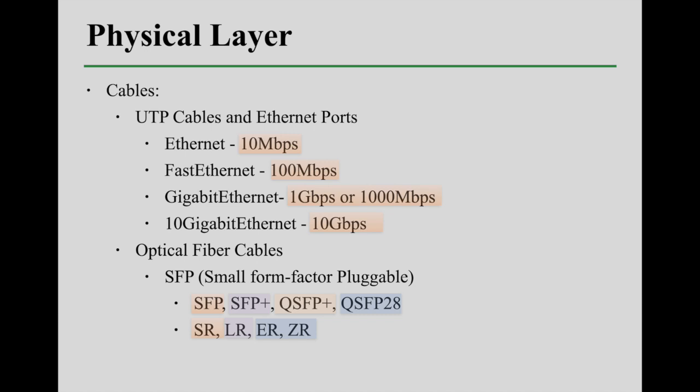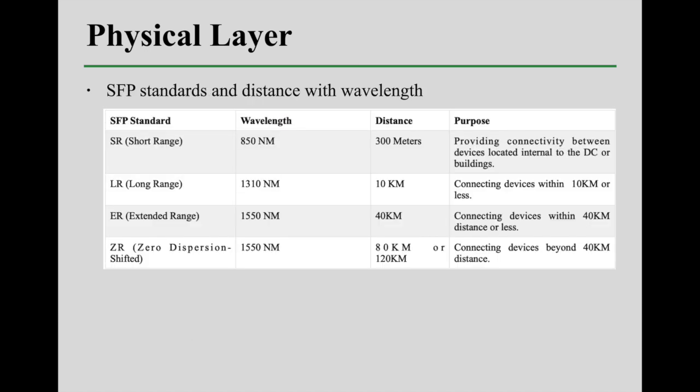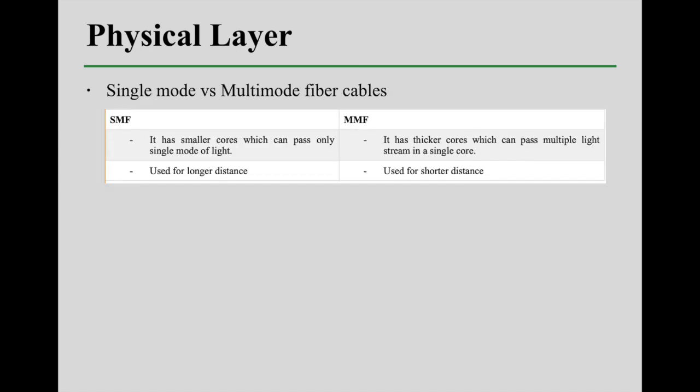An important piece of information here is wavelength. The wavelength is the distance between consecutive peaks of the light used for data transmission, which is measured in nanometers. As we can see, based on the SFP standards, the wavelength differs. Last but not least, single-mode fiber is usually used for longer distances, whereas multimode fibers are used within short range. They are typically used with the SR SFP standards. This table shows the specification of both types of cables.